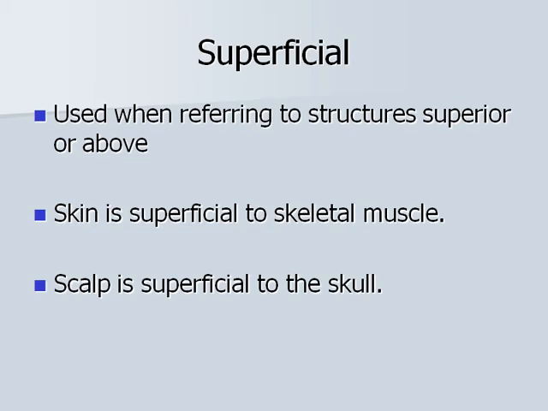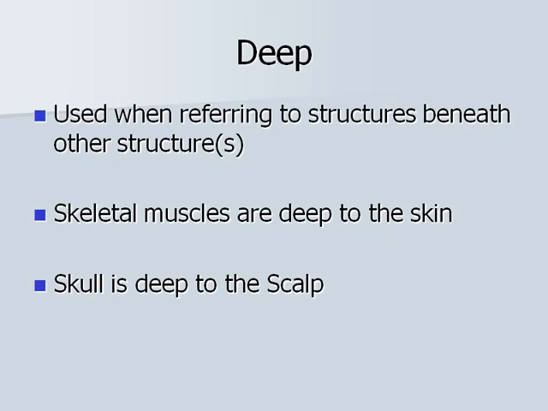Like your skin is superficial to your skeletal muscle, okay? Your scalp is superficial to your skull, okay? It's a much more delicate designation. Deep is the opposite. When things are underneath each other, they're deep to each other. So your skeletal muscles are deep to your skin. Your skull is deep to your scalp. Okay, we're just using individual layers. Is it superior? Yeah, it is technically on top of it or above it, but it's a more delicate designation.